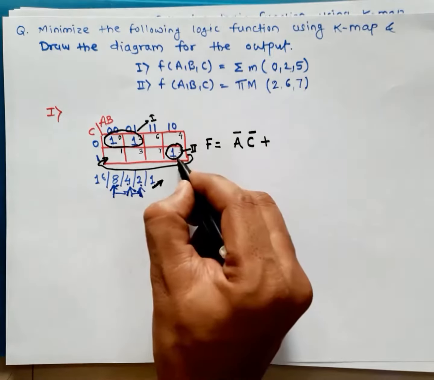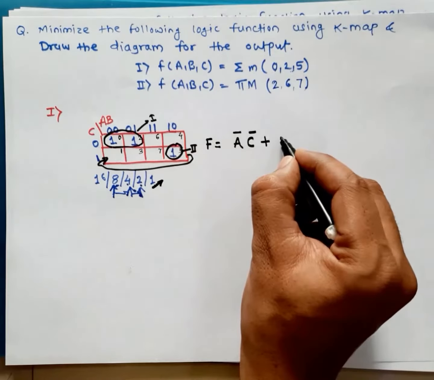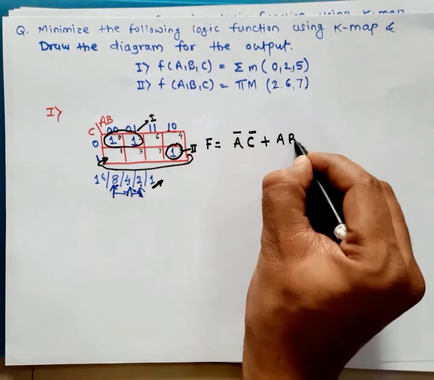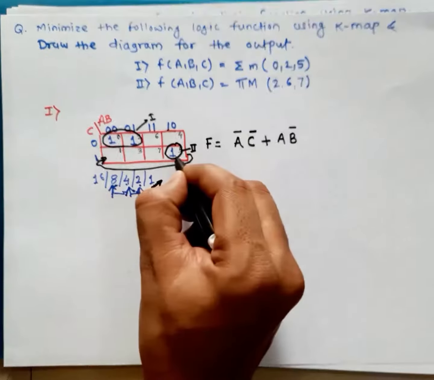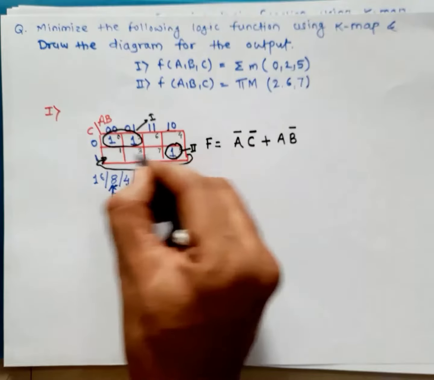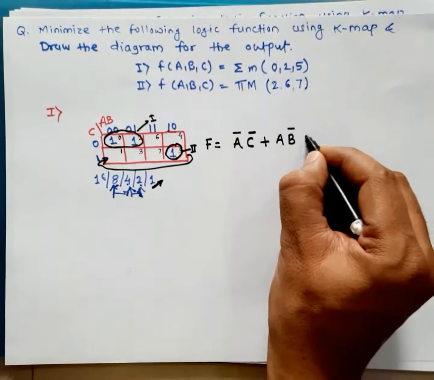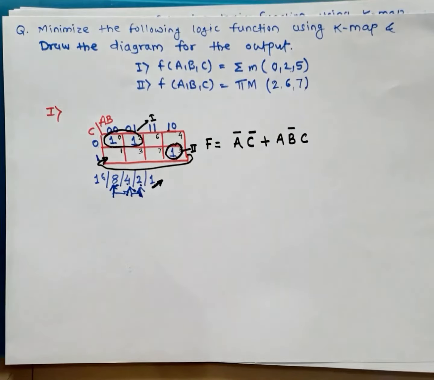Then the next group, only one variable. What is the value of that variable? A is 1, B is 0. That's why we require B bar. And C is again, for this group only this row is considered, so the value of C is 1. Now this is our final equation from this K map.